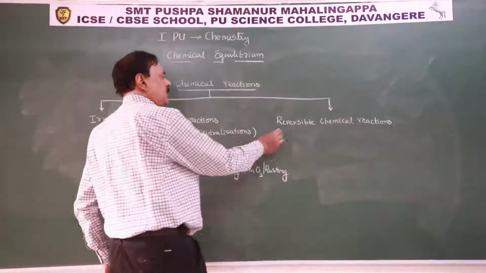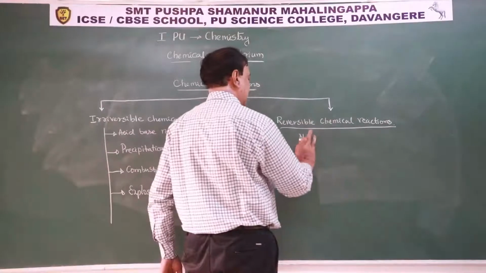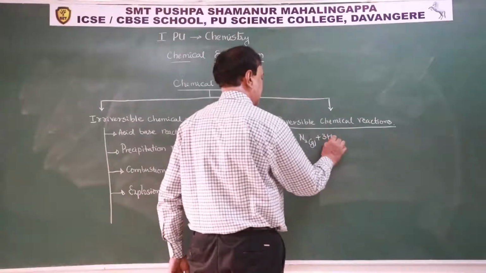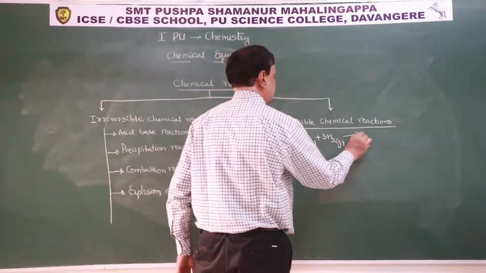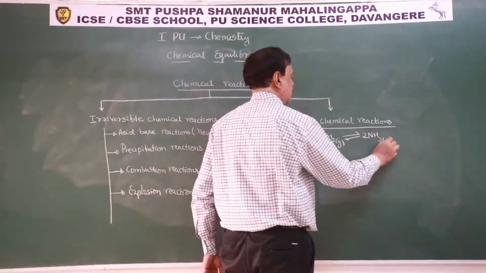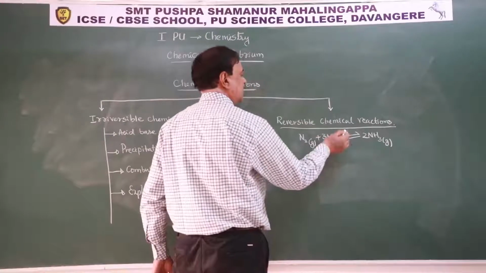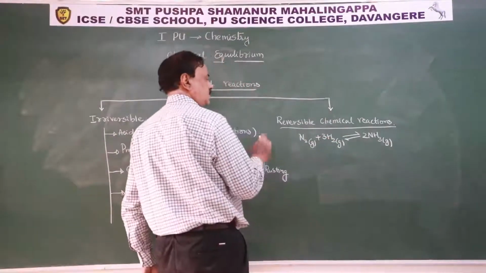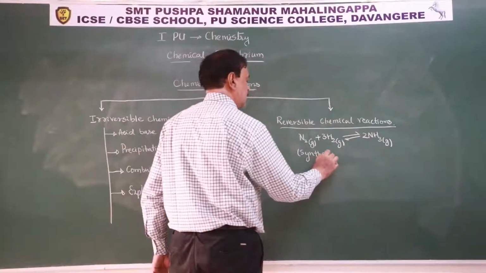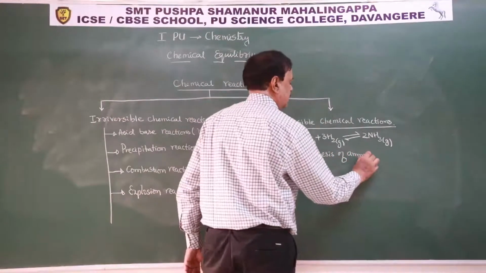Now, one more type of reactions, reversible chemical reactions, what we discussed. Nitrogen combines with hydrogen, then it gives rise to 2NH3. That is synthesis of ammonia.